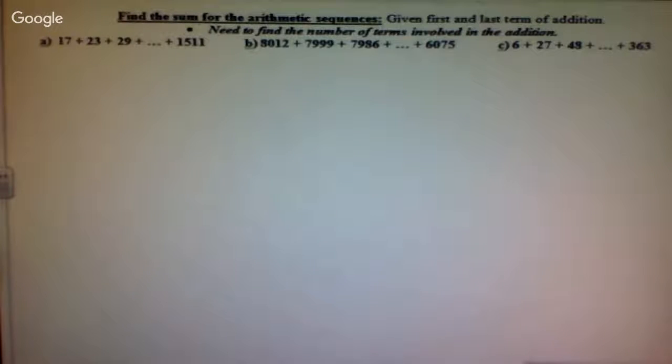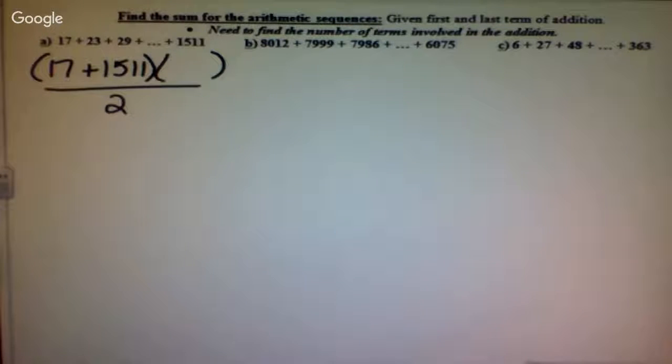Okay, let's try a couple more of these. My first number in my series is 17. My last number is 1,511. I don't know how many numbers there are, but I know I need to divide that by 2. So, A sub n equals 23 plus n minus 1 times, what's my d value here? 6.